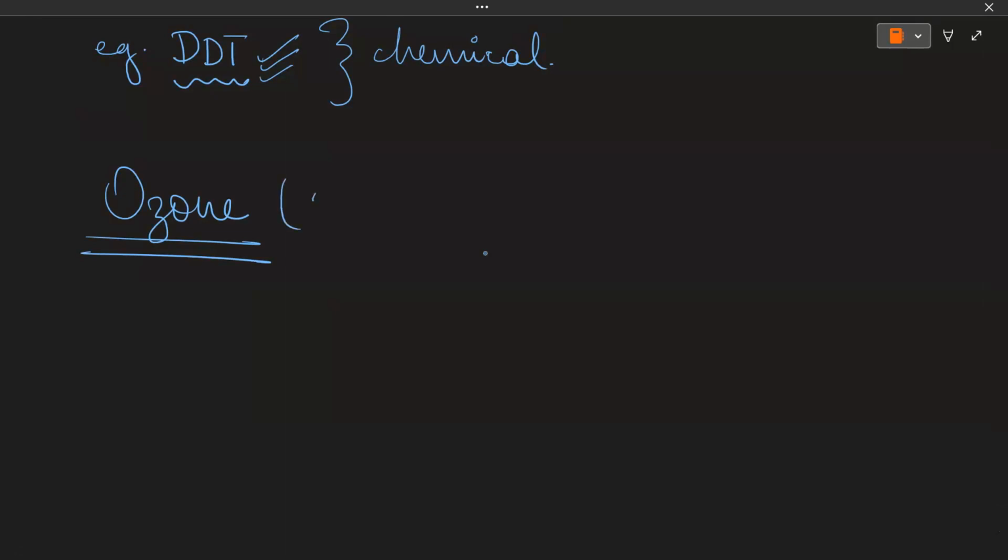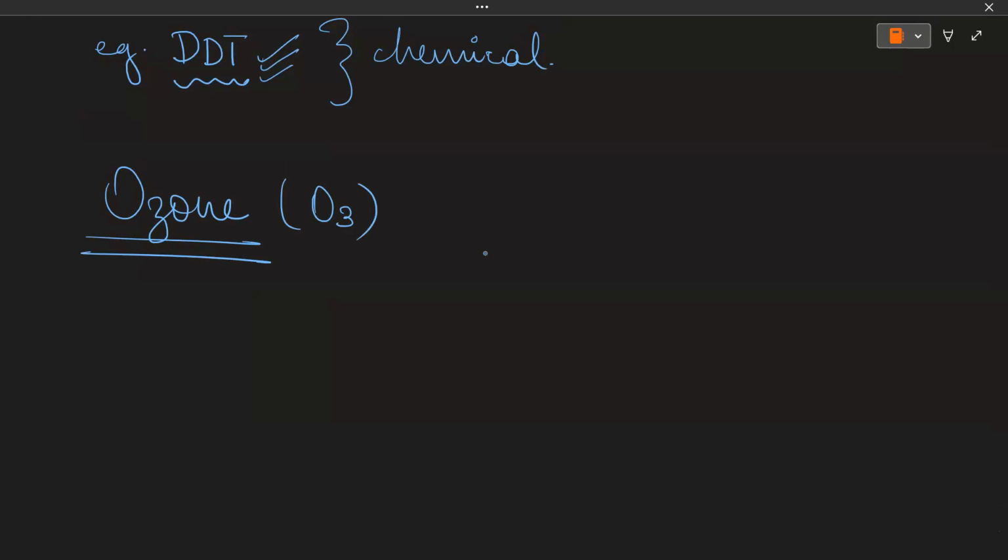See, ozone is denoted as O3, like how O2 is there for oxygen. It is a molecule which is formed when three atoms of oxygen come together. So that is ozone.